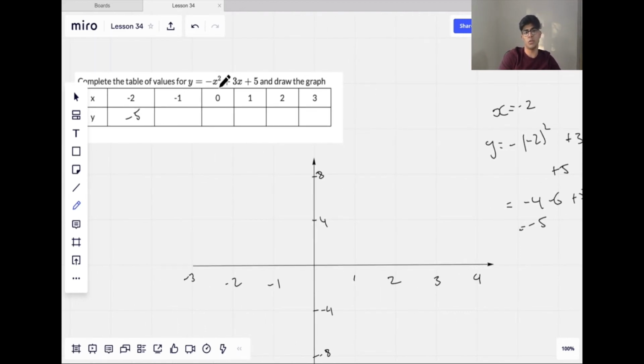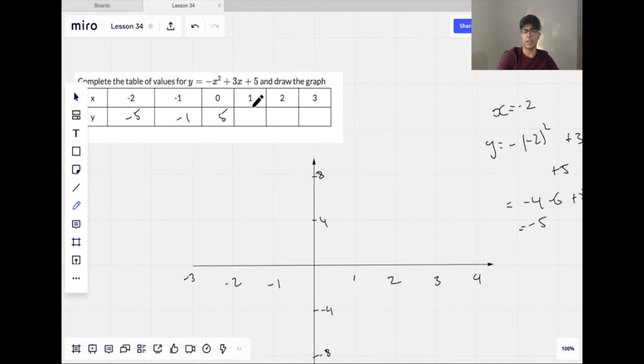-1 is a bit easier to do. -1 squared is 1, and there's a minus sign still here, so -1. Then -3, because it's 3 times -1. So -1 minus 3 is -4, plus 5, is 1. 0 is kind of the easiest one to do. 0 plus 0 plus 5 is 5.